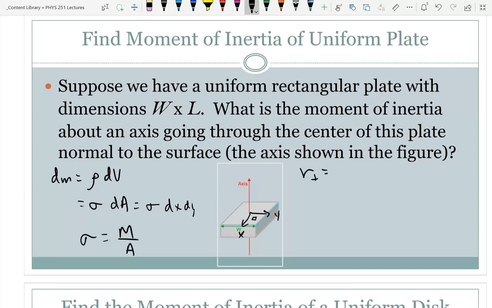Our perpendicular distance. If I'm at some random x, y, what is our perpendicular? It's the square root of x squared plus y squared, Pythagorean theorem. Let's make life easier. What's our perpendicular squared equal to? x squared plus y squared. Since that's what comes into our equation, it's easiest to just do r perpendicular squared. Now I can do my calculation. And this would be technically I_zz, the moment of inertia about the z-axis, because it's perpendicular to the x and the y. Z is the direction perpendicular to x and y.